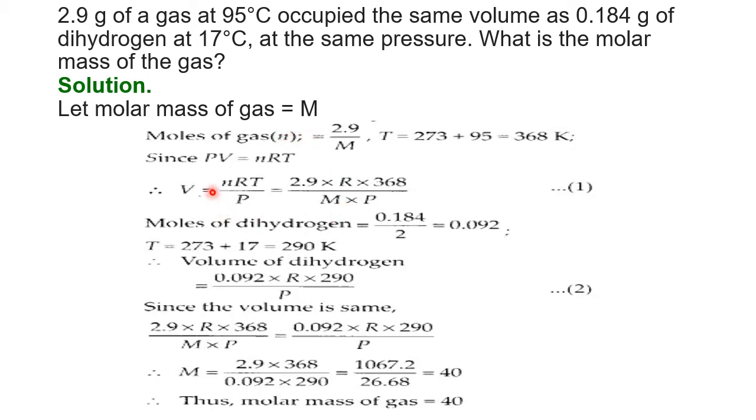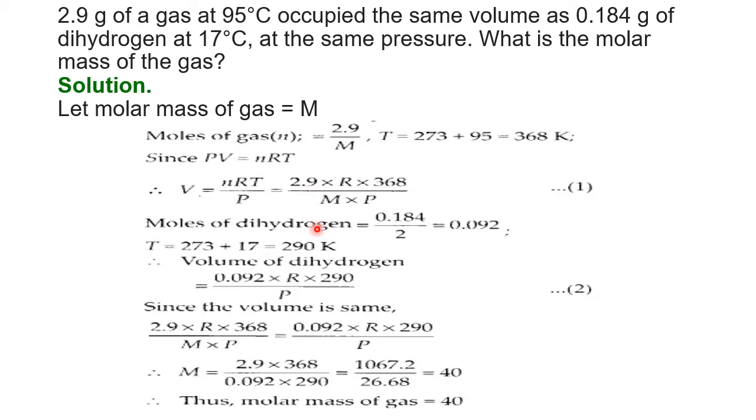So using PV equal to nRT, let us calculate the V. What is V equal to? V equal to nRT by P. So only N we will put here. N equal to 2.9 by M. And R you keep as it is, P you keep as it is because we don't know. Then 368 is the temperature. This is the volume of the gas.